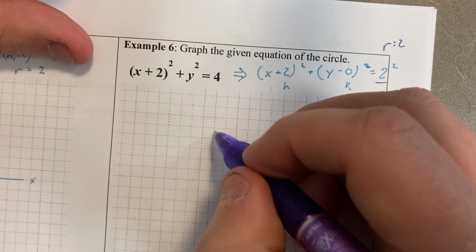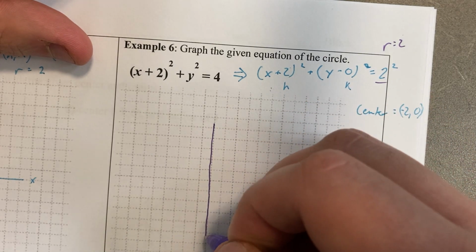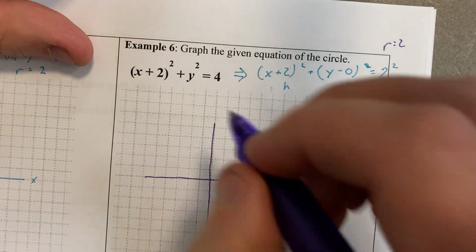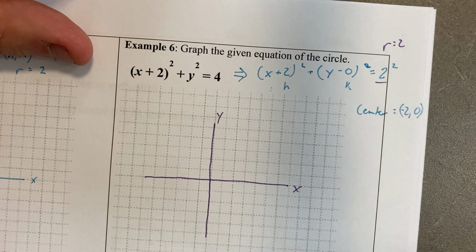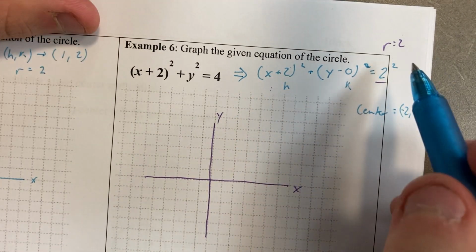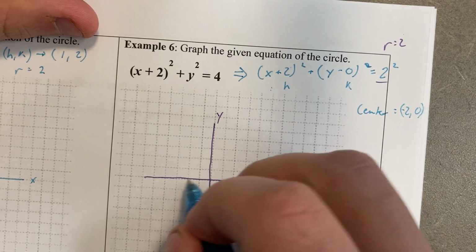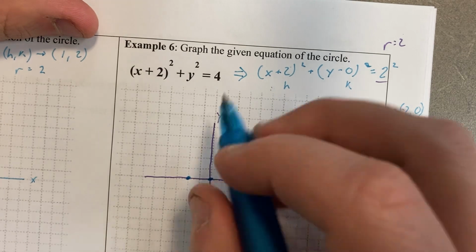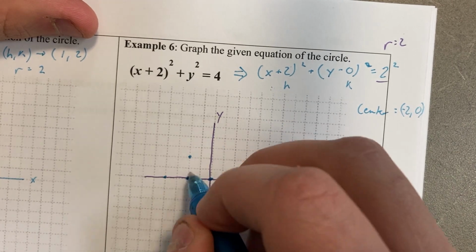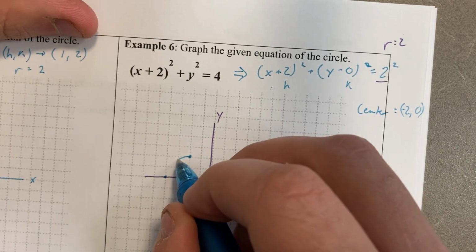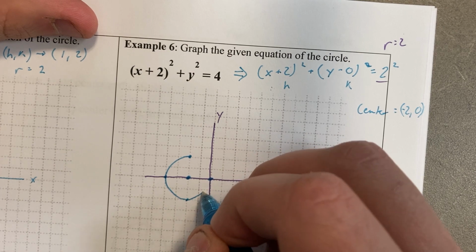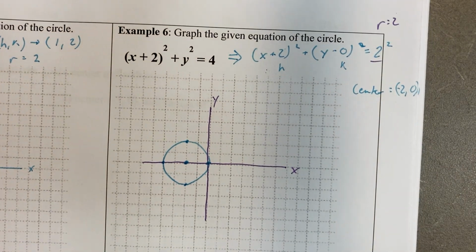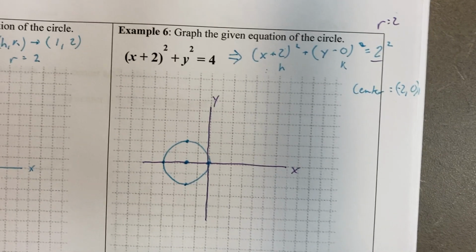So let's make ourselves a graph. X and y. And we'll go to the point -2, 0. There's my center, has a radius of 2. So go over 2, up 2, over 2, down 2. And there's my circle right there. There it is. It's like magic. We can turn an equation into a drawing.